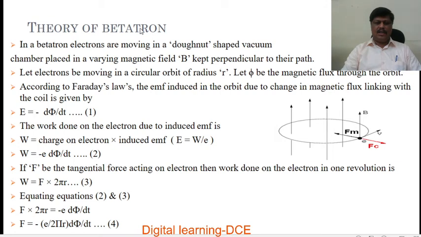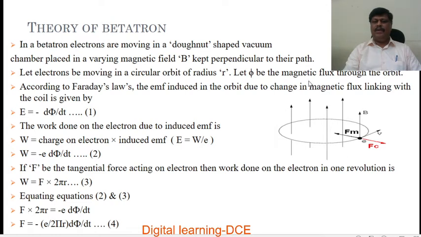Theory of Betatron. In a betatron, electrons move in a donut-shaped vacuum chamber placed in a varying magnetic field B, kept perpendicular to their path. So this is the electron orbit and the magnetic field is perpendicular to the direction of the electron orbit. Let electrons be moving in a circular orbit of radius r.